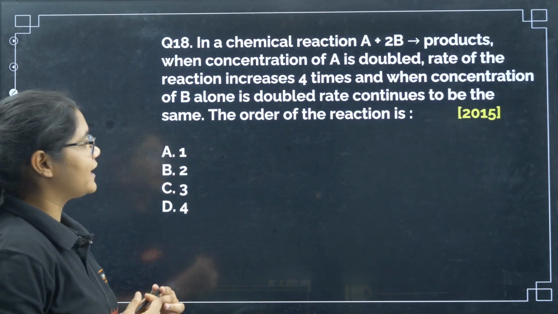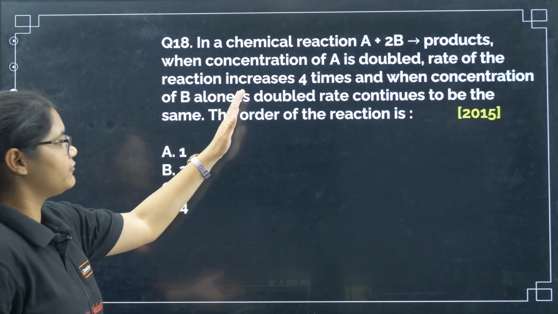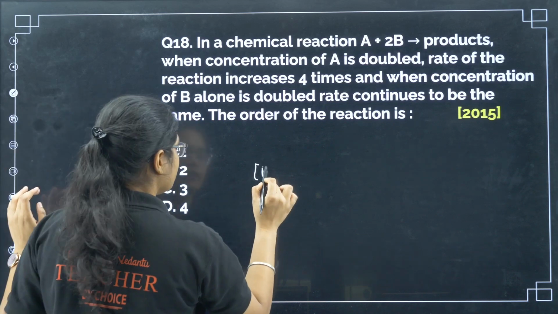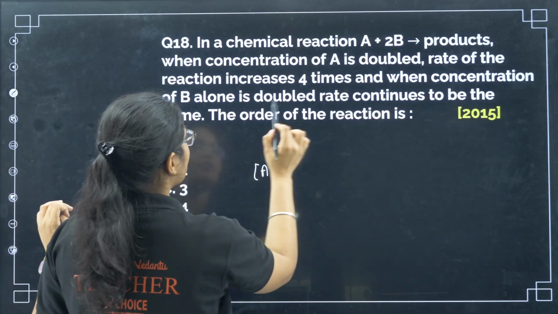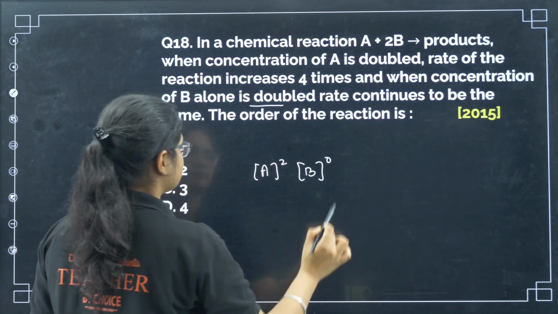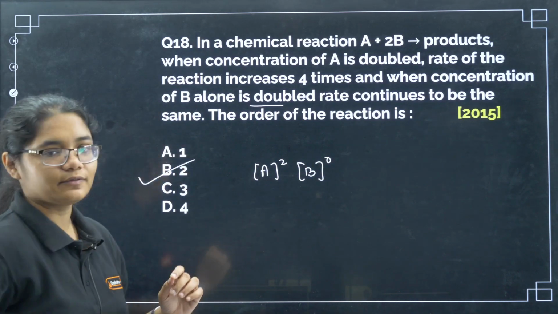In a chemical reaction A plus 2B, when the concentration of A is doubled, the rate of reaction increases by 4 times. So with respect to A, it is a second order reaction, right? And when the concentration of B is doubled, the rate continues to be the same. That means with respect to B, it is a 0th order reaction. So the overall order is 2 plus 0, that is 2.